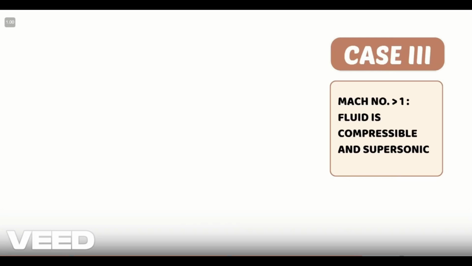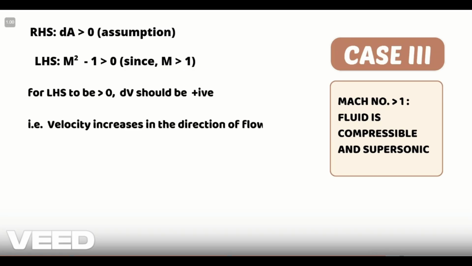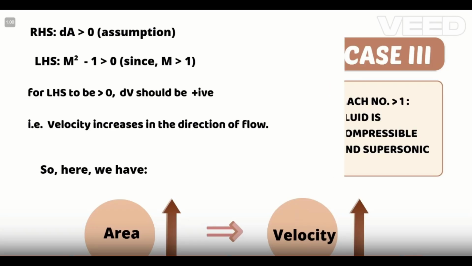Now we have the third case. Here, Mach number is greater than 1. So the fluid is behaving as compressible and supersonic. So from our assumption, dA is greater than 0. But in this case, M² − 1 will be positive. Why? Because M is greater than 1. So for the LHS to be positive, dV should be positive because then only positive and positive will become positive. So dV positive means exit velocity is greater than inlet velocity. And this means velocity increases in the direction of flow. So here we have, if area is increasing, then velocity is also increasing.